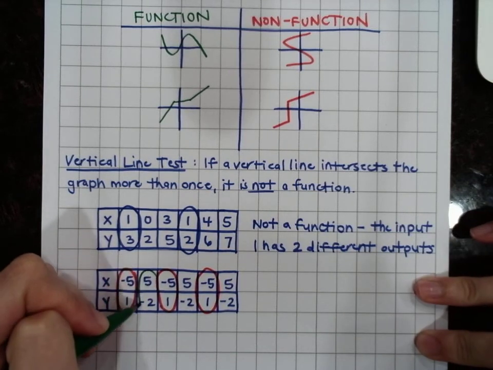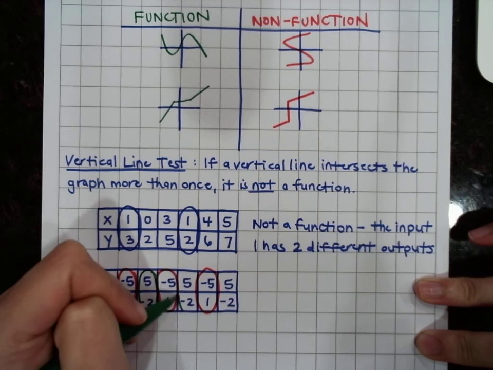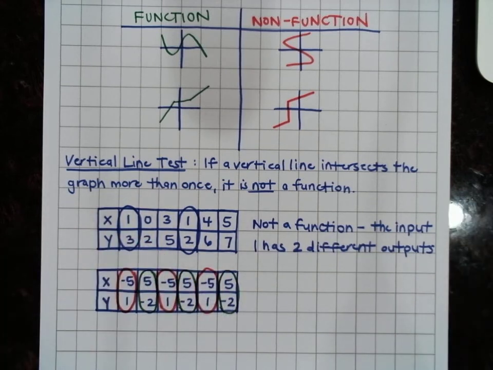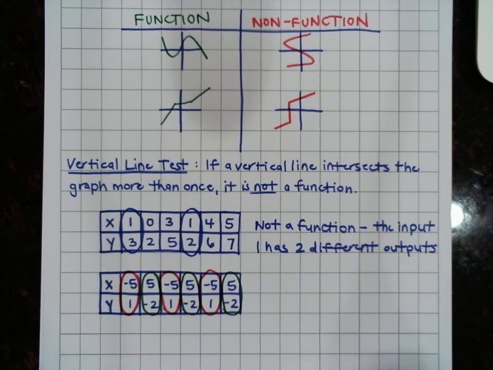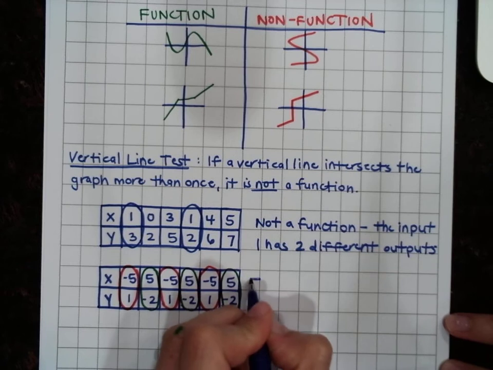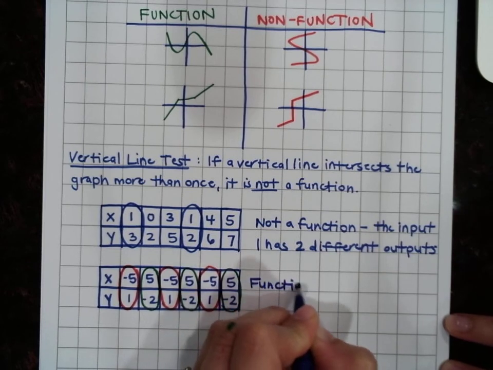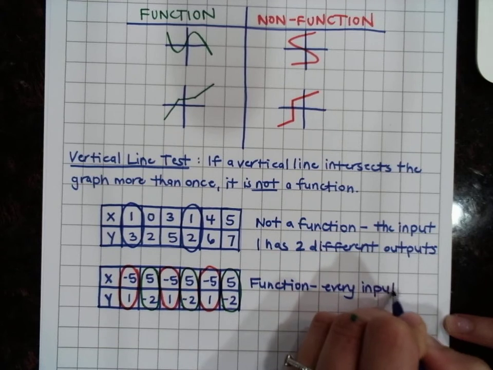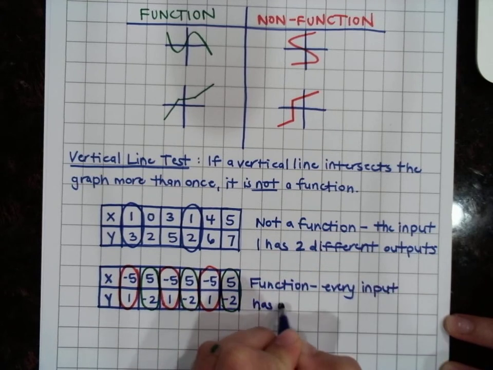Let's look at the 5s. 5 goes to -2, 5 to -2, and 5 to -2. Every input has only one output. Anytime you put in -5, you're going to get a +1. Anytime you put in a +5, you get a -2. So this one is a function. Every input has only one output.